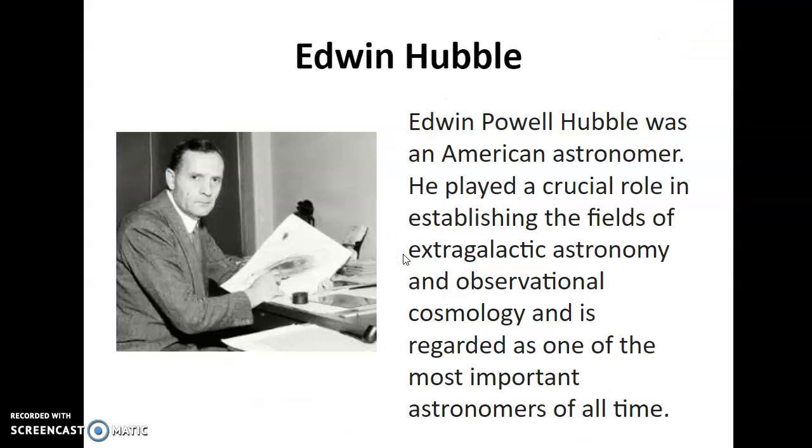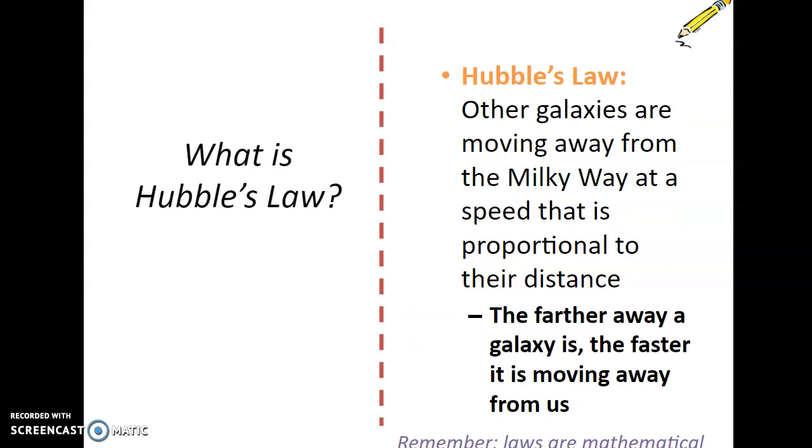So let's start with Hubble's law. Hubble's law was created by a man named Edwin Hubble. He was an American astronomer. He played a huge role in establishing the fields of extragalactic astronomy and observational cosmology. That just means he studied things in space beyond our galaxy, and he studied stars that he could see. He was considered one of the most important astronomers of all time, and he was responsible for Hubble's law.